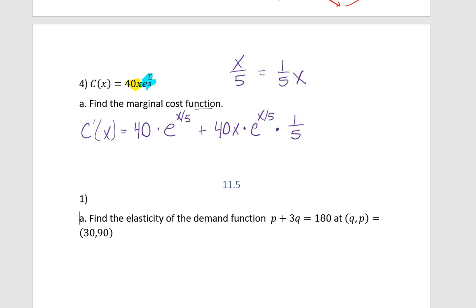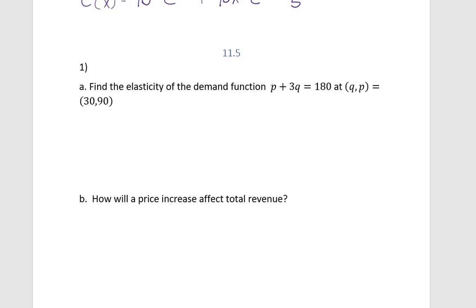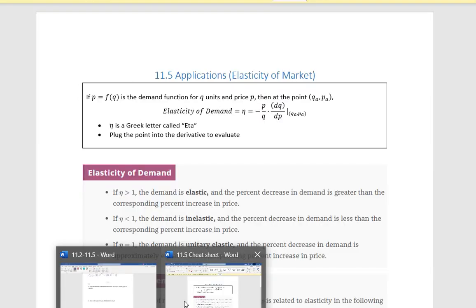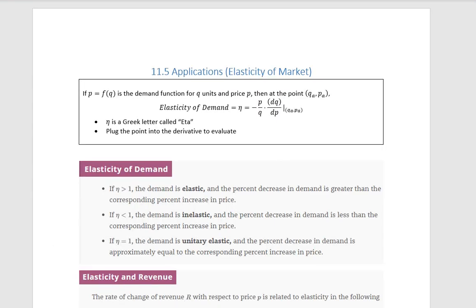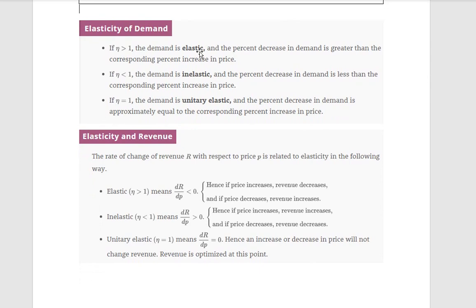All right, now for the next section, which is 11.5, what I suggest you do before you start this section is go ahead and download or just grab it from your textbook. I have uploaded a cheat sheet, and it tells you how to find the elasticity of a market. Okay, so it says if you have the demand function, and you're given a point, then you can find the elasticity of demand given this equation here. As well, down below, it tells you what each value of elasticity means.